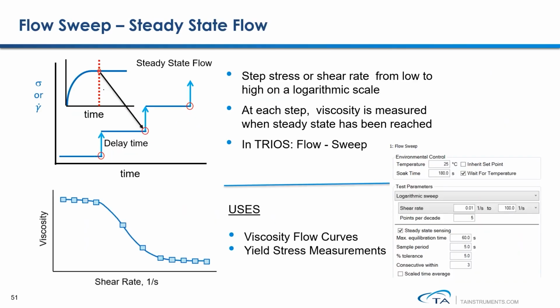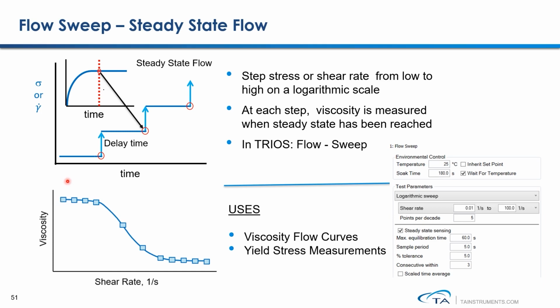The third flow procedure you can program using a rheometer is a flow sweep test. It is also called steady state flow. This is another isothermal test procedure. This flow sweep procedure allows you to precisely measure your sample's viscosity as a function of shear rate or shear stress. In this test, viscosity is measured point by point.